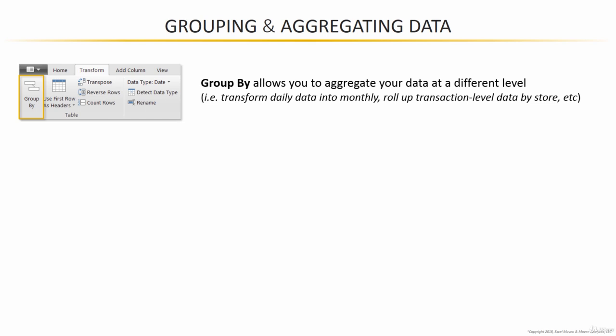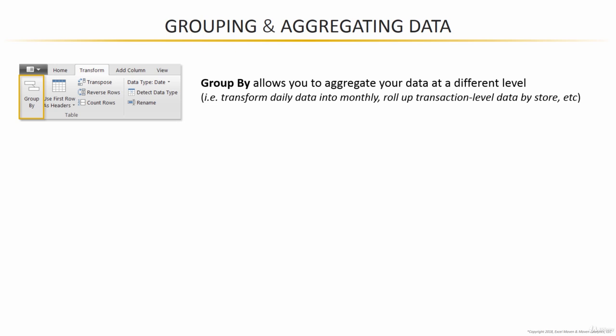Some common examples of this would be transforming daily transactions into weekly or monthly, or rolling up transaction level data by store, by product brand, by region, etc. So it's taking a really deep, really detailed table and rolling it up into a higher level summary.